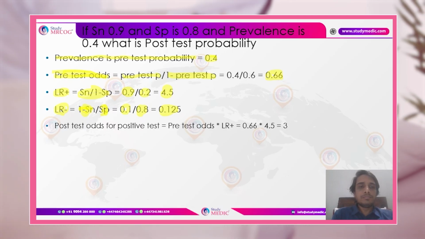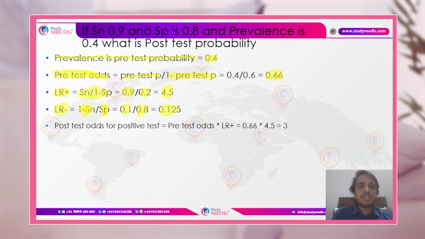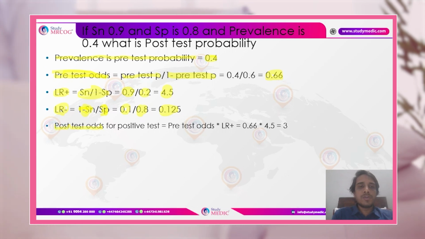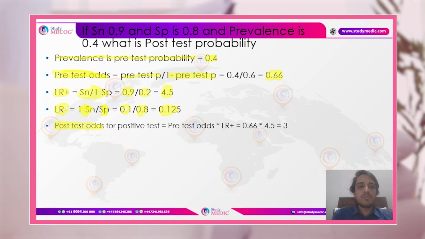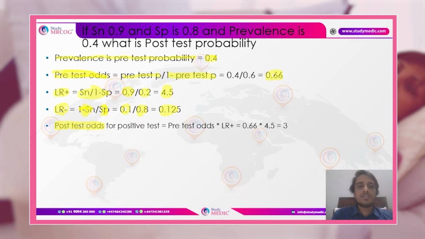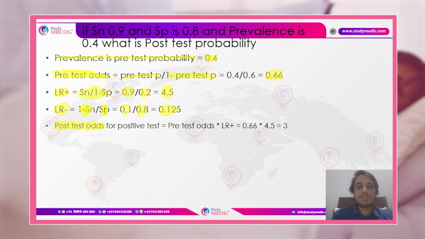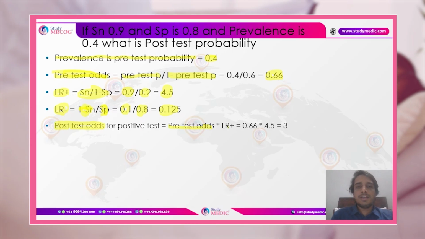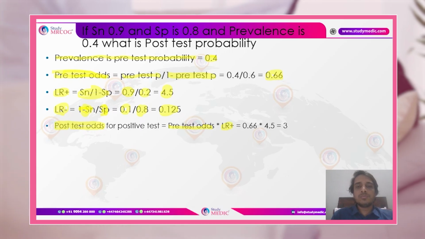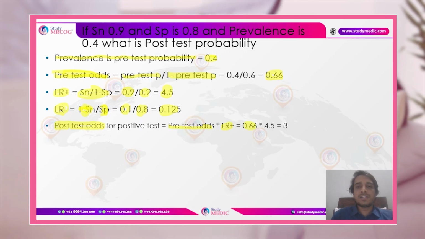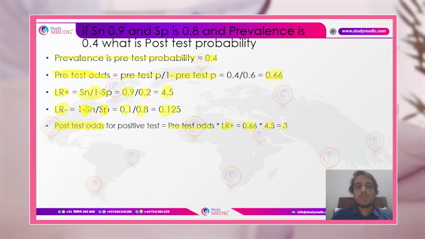Now, what is the post-test odds? Now we have determined pre-test odds. Now we determine post-test odds for a positive test. It is nothing but pre-test odds into likelihood ratio positive. So 0.66, 66%, into 4.5. The post-test odds will be 3.